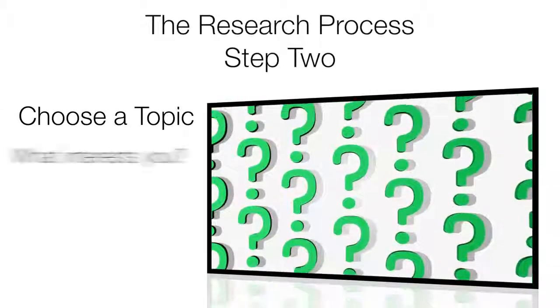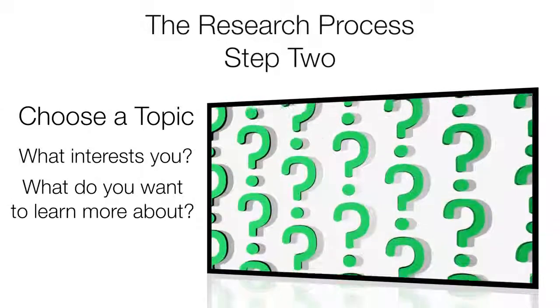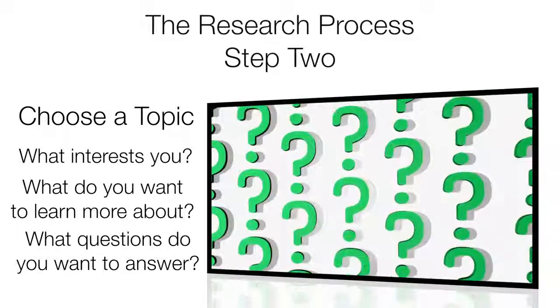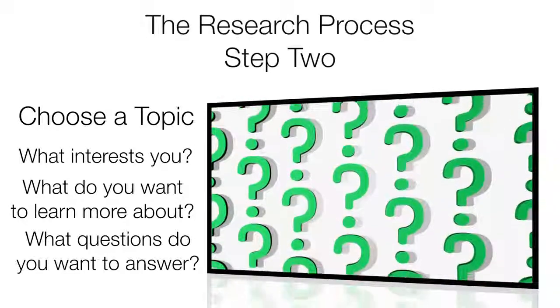Now that you've answered all of your questions about the research assignment, you need to choose a topic. What interests you? What do you want to learn more about? What questions do you want to answer? It's time to formulate the main question that will drive your research.